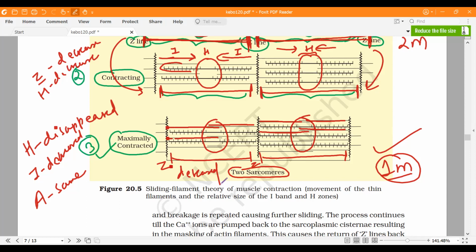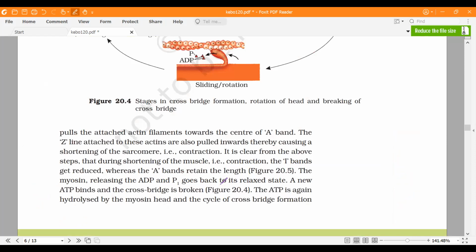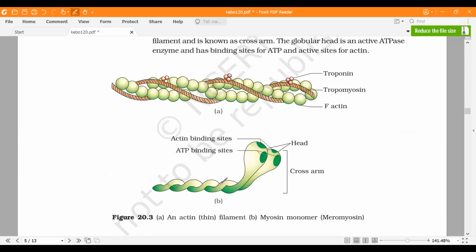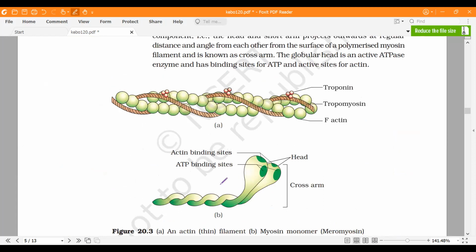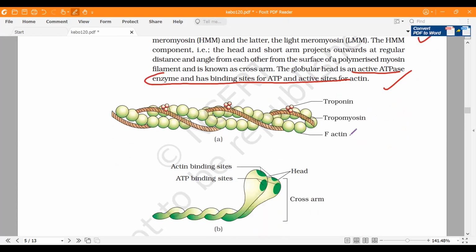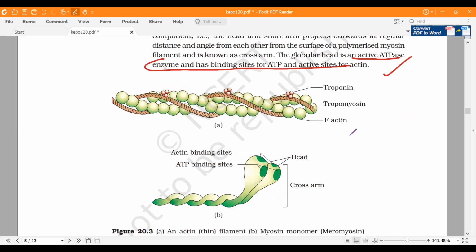Now, do you want to understand the sliding filament theory? Yes or no, Rahi? Or are you aware about that? Are you aware about the structures, beta? Yes, sir. Okay. From this, myosin is important, especially these questions they ask, that which part is active ATPase.